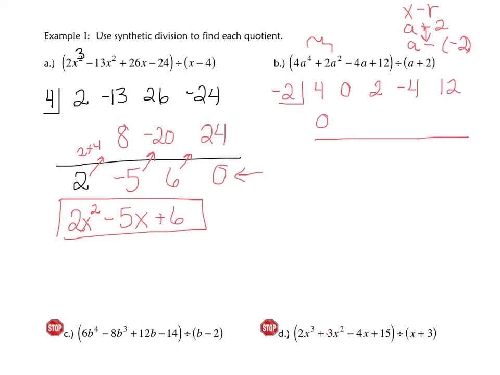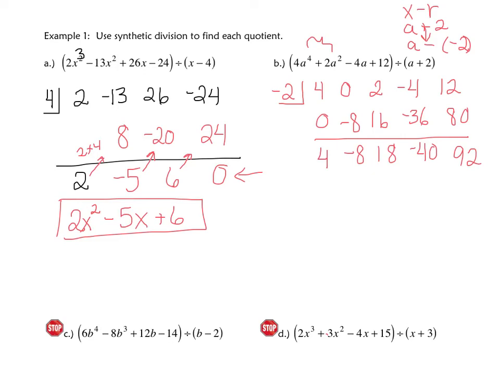All right, so going down, we add. Diagonal, you multiply. Going down, you add, multiply, add, multiply, and add. So notice that our remainder in this case isn't 0.